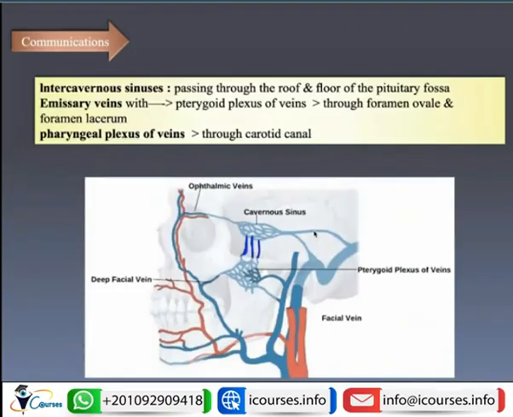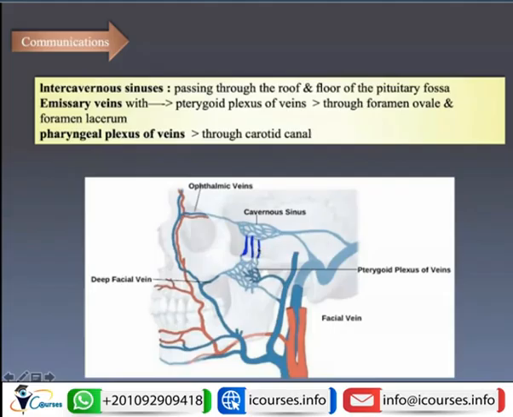The communications of the cavernous sinus: it has an important communication with the cavernous sinus on the other side. So there is intercavernous communication above and below the pituitary gland. This communication can lead to spread of infection from one cavernous sinus to the other in case of cavernous sinus thrombosis. Also, through emissary veins, it will communicate with the pterygoid venous plexus through the pterygoid canal.